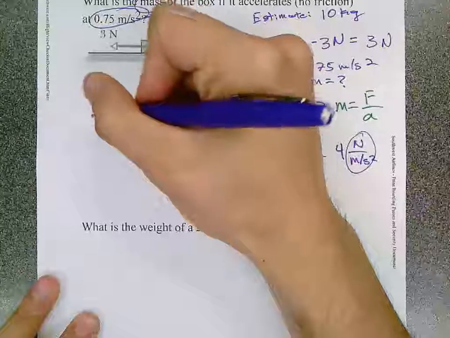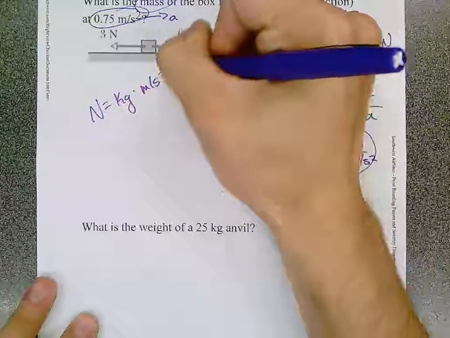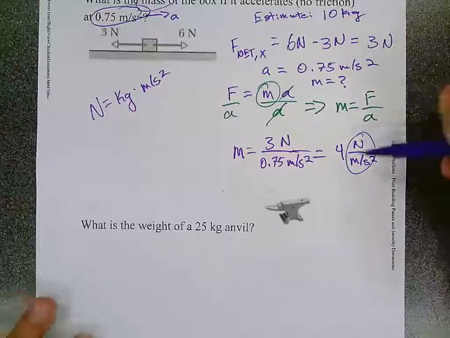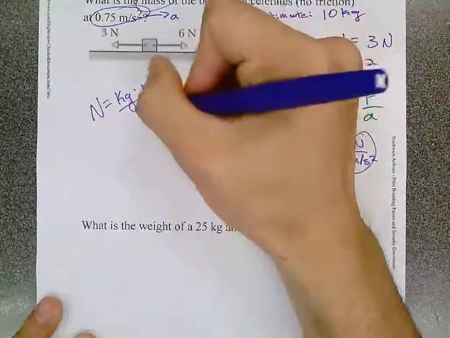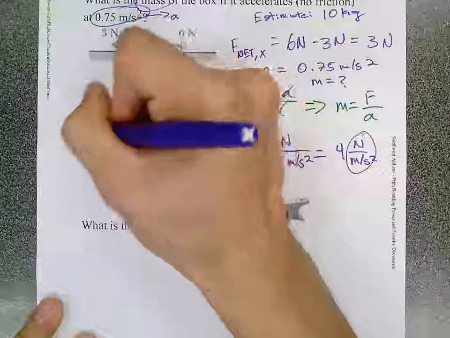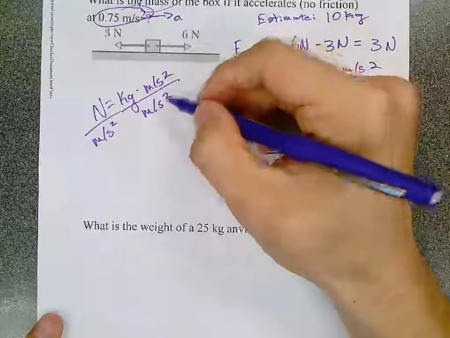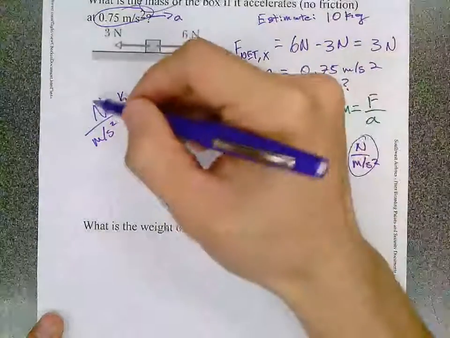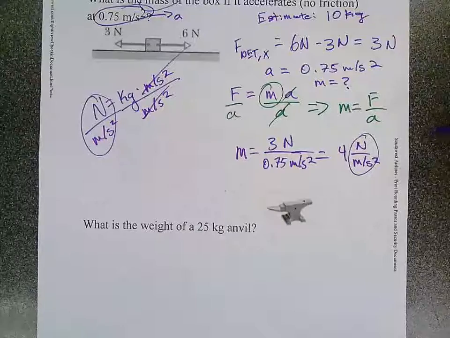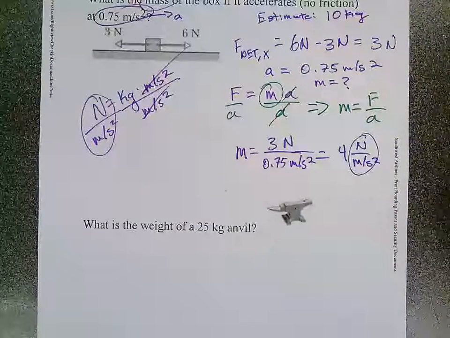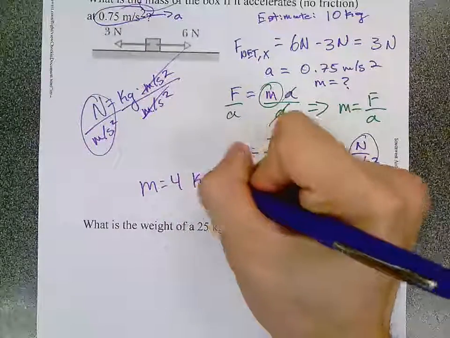We do that by knowing that a newton is equal to kilograms times meters per second squared. And we have newtons divided by meters per second squared over here. So divide by meters per second squared on one side, divide by meters per second squared on the other side. Meters per second squared cancels out. You get newtons divided by meters per second squared is equal to a kilogram, which makes sense. Mass is measured in kilograms. So our final answer is m is equal to 4 kg.